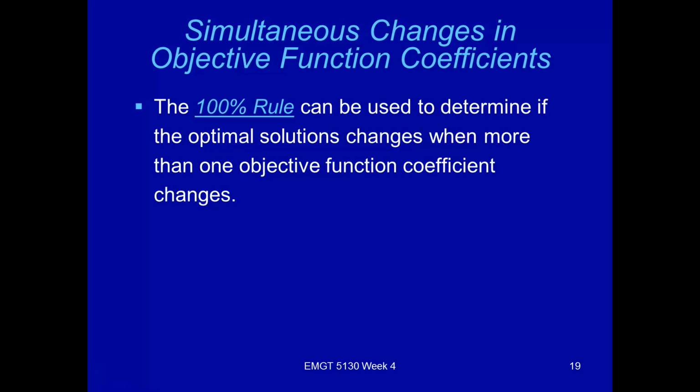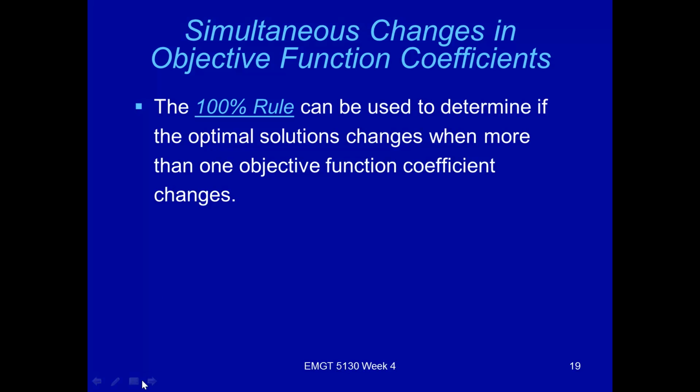And what we talked about earlier is only for 1 change in the coefficient. Like for the 350 and the 300, only 1 of them changes, and the allowable increase or decrease is only applied to just 1 change, with the other remaining the same. Because if you change both, you may not know what happened to the slope. But there is a 100% rule you can use to determine whether the optimal solution will change when you change coefficients simultaneously.